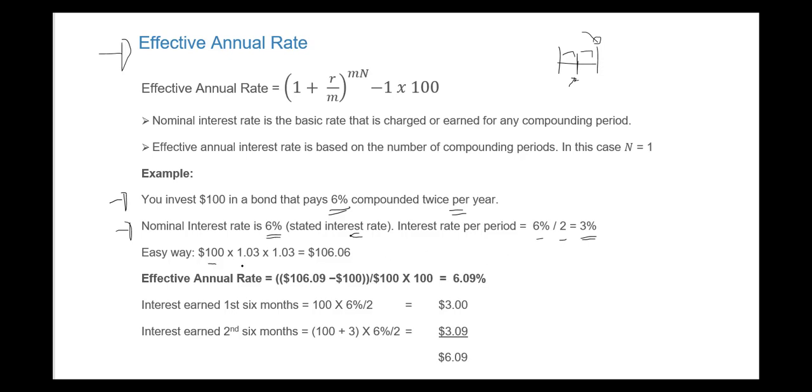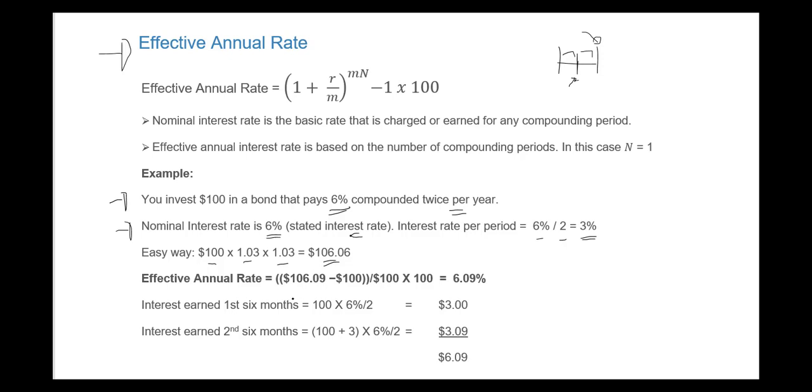It's $100 that you invested. You're going to get 3% in the first 6 months and 3% in the second 6 months. And that's going to give you $106.06 at the end of the year. $100 times 1.03 times 1.03 gives you 106.06.